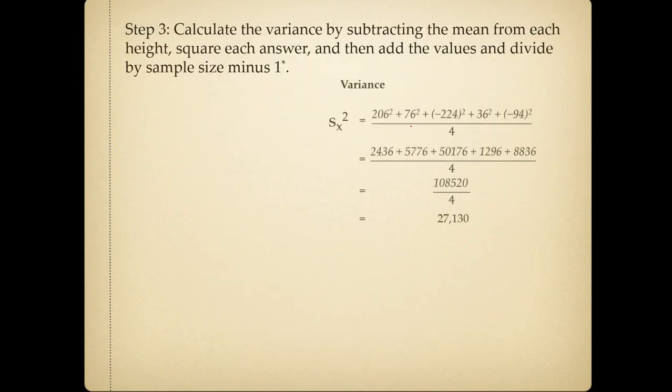So next we square them, and I'm dividing by 4 now because it's sample size minus 1, since this is a sample of dogs, it's not all dogs. So I square them each, divide by 4, and so this would be millimeters squared.